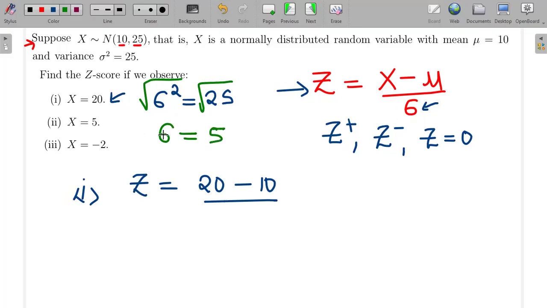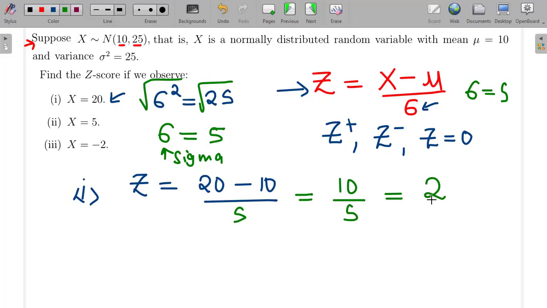So sigma, which represents standard deviation, is equal to 5. Don't say 6 is equal to 5 here; this is sigma. So that is my standard deviation, and I'm going to divide by 5. This will be 20 minus 10, divided by 5, and this is just going to give me a z-score of 2.